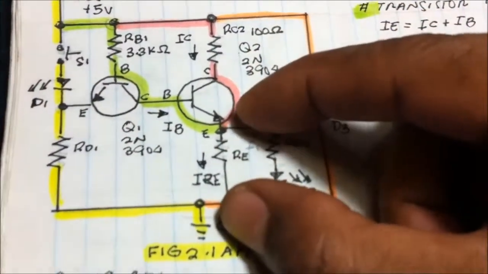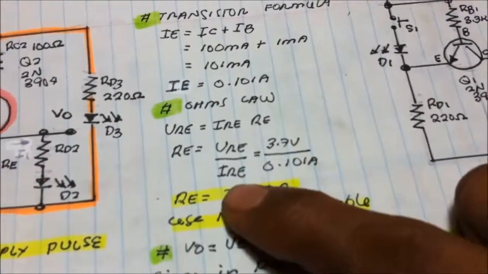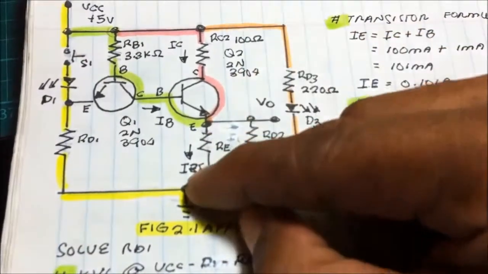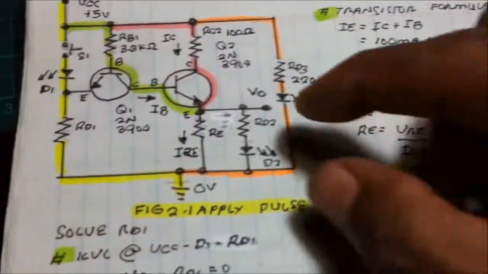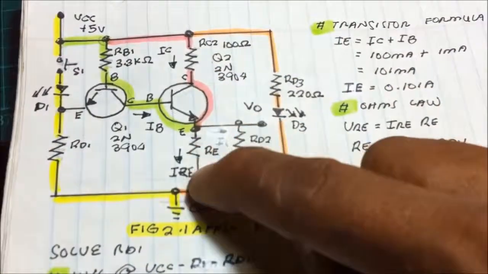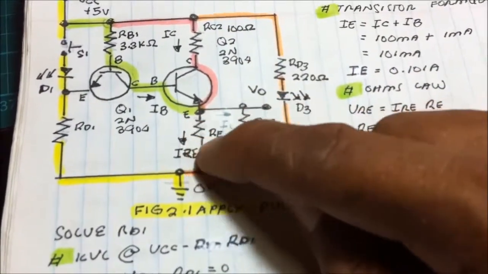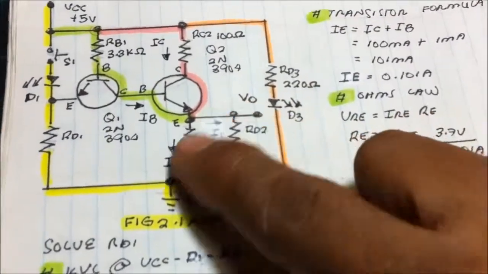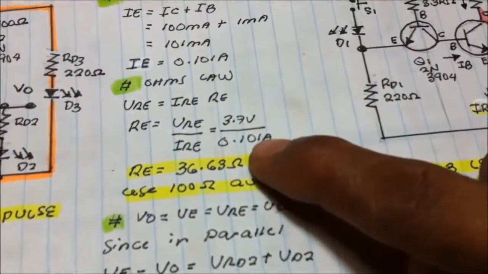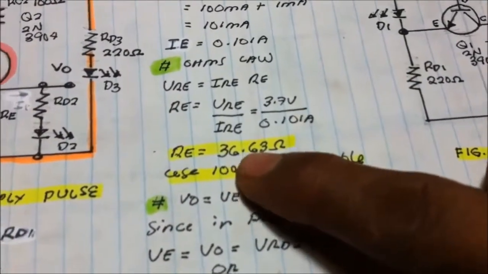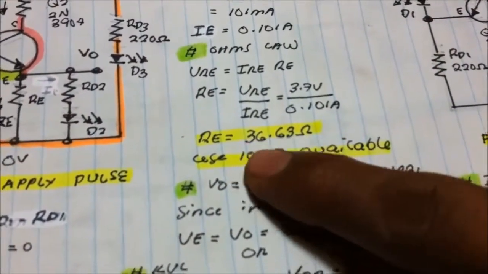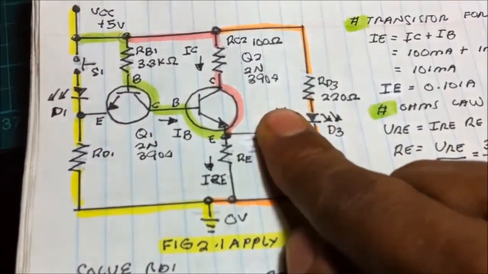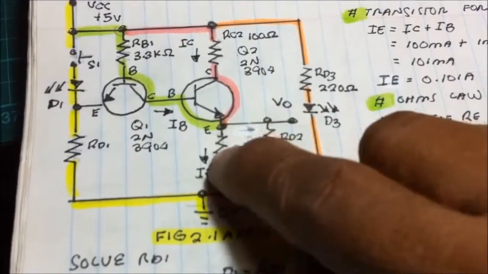Since we know the voltage drop at RE here, 3.7, and the current flows is the current at the RE. Why is it 101? I'm considering this current to flow into the emitter without a load. The total current that flows is, computing that without the load, 36.63 ohms. The total resistance now is 36. I'm using 100 ohms. Without the load, you need to compute for the value of the resistor here.